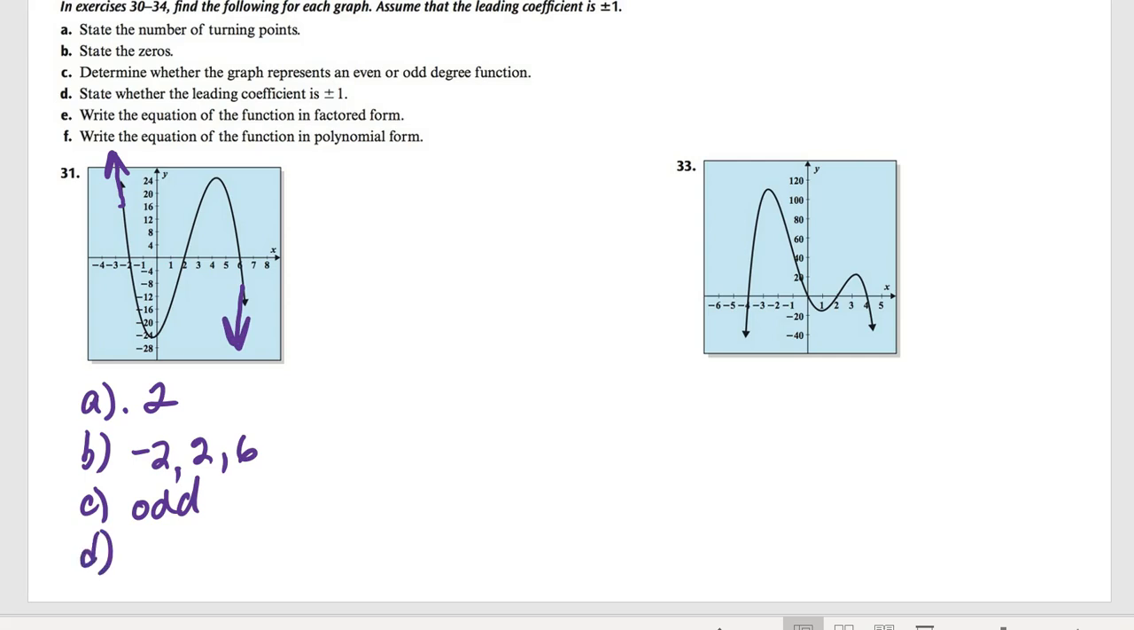D, state whether the leading coefficient is plus or minus 1. Now, if it's a +1, then we're going to have the right end point up and the left end point down. If it's a -1, I'm going to do the opposite. I'm going to have the left end point up and the right end point down. So you can see ours, our left end point is up and our right end point is down. It's going to be a -1 leading coefficient.